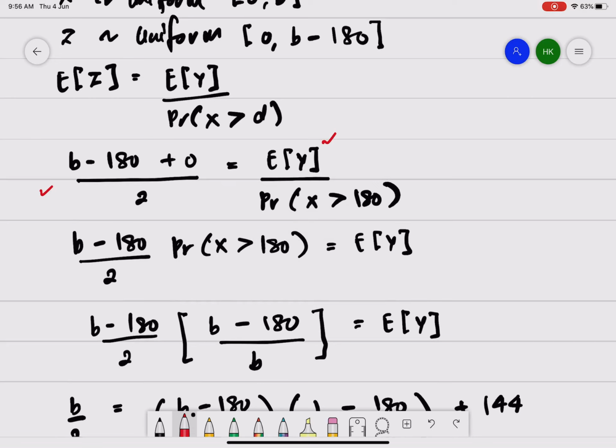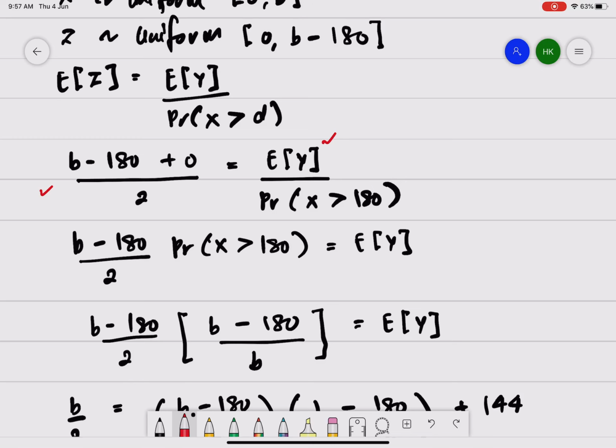And also the probability of X greater than 180, because this is uniform. So this is the survival of uniform, which is B minus 180, and you divide by B.